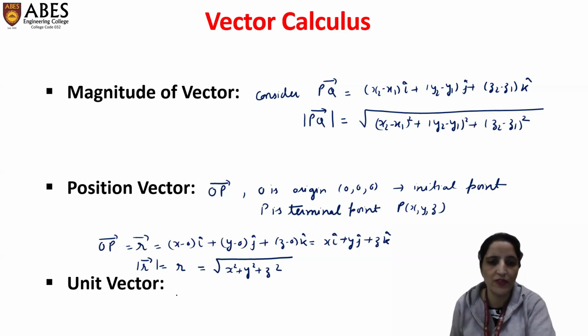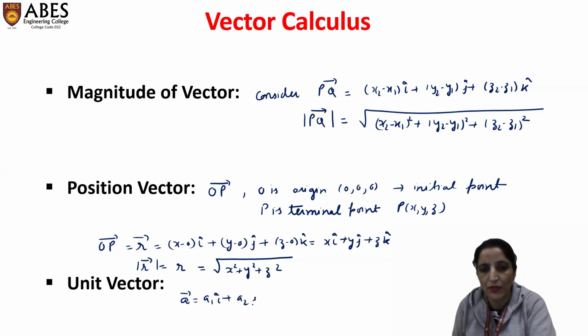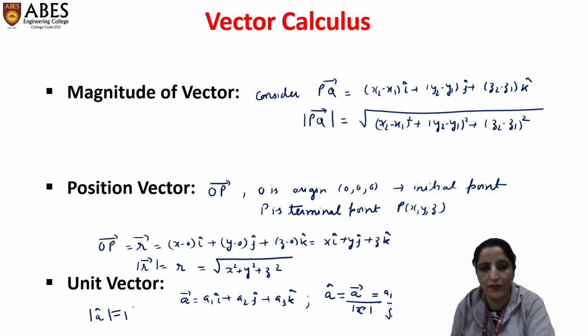Another term we use in vectors is unit vector. Consider a constant vector a1i, a2j, a3k. Then the unit vector is denoted by a cap, and its value is a vector divided by the magnitude of a vector, that is (a1i plus a2j plus a3k) divided by under the root a1 square plus a2 square plus a3 square. And the magnitude of a cap is always 1.